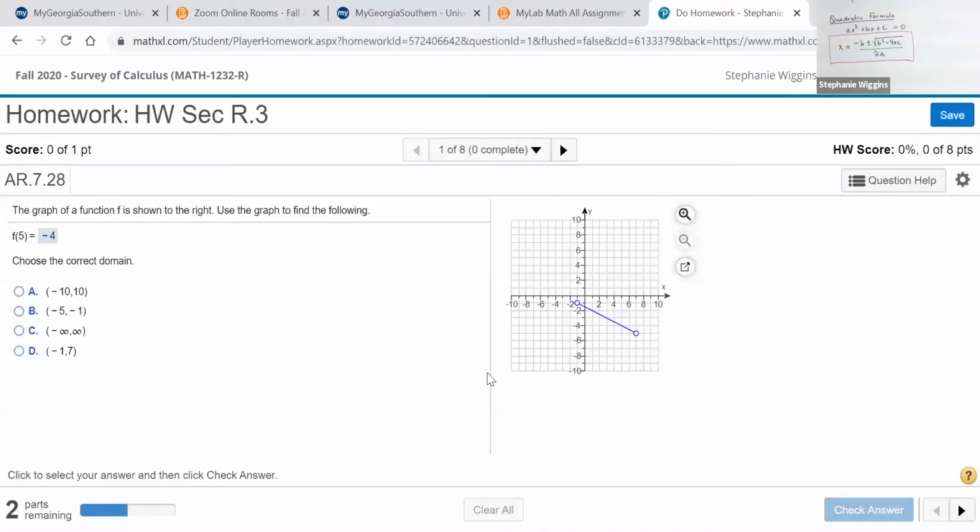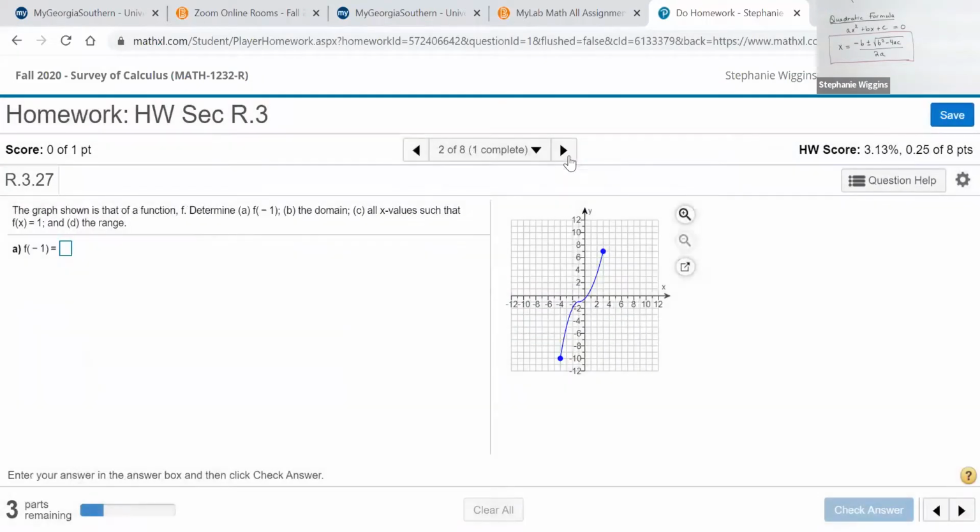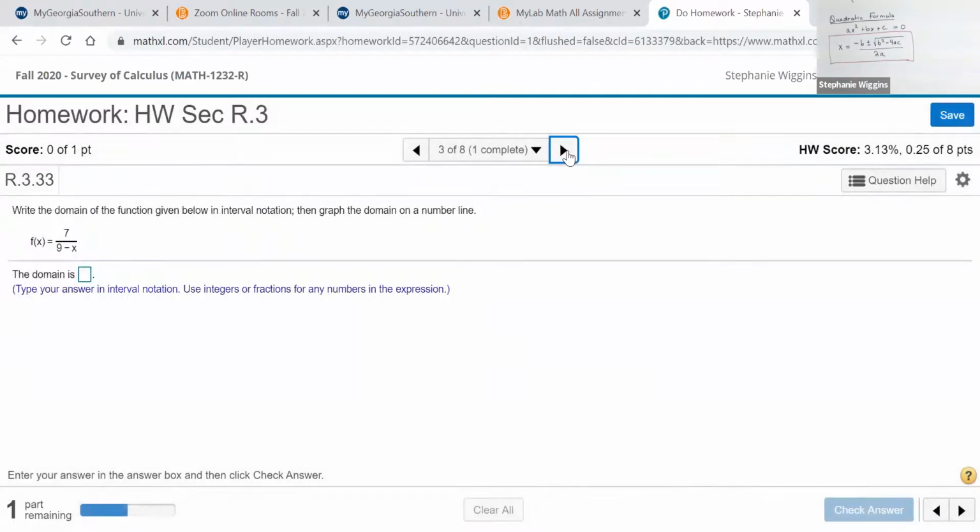Okay, and then here's the graph. Oh, here's the one where the domain... I did an example like this, so I'll just skip over that one. Another one where you find the domain and range.